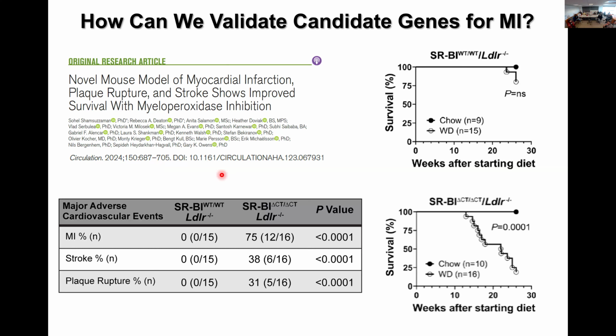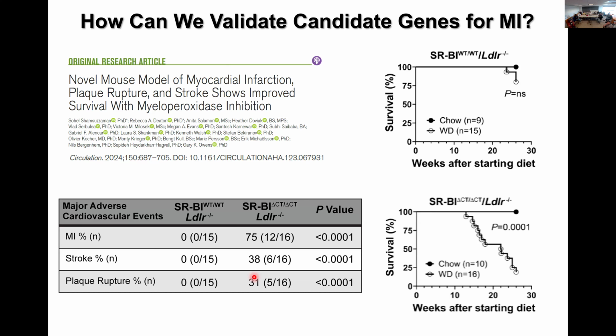And so what you can do is you can have wild type mice over here, and you can have mice that have this mutation in SRB1. And in the presence of LDL receptor deficiency, which is how you make mice hyperlipidemic, what you can see is that at about 26 weeks of age, you get about 70% mortality. And that mortality is because of MI, stroke, and plaque rupture. So now this is a genetic model of plaque rupture that one could use to test these genes that we're finding from our MI analysis, such as SLC.